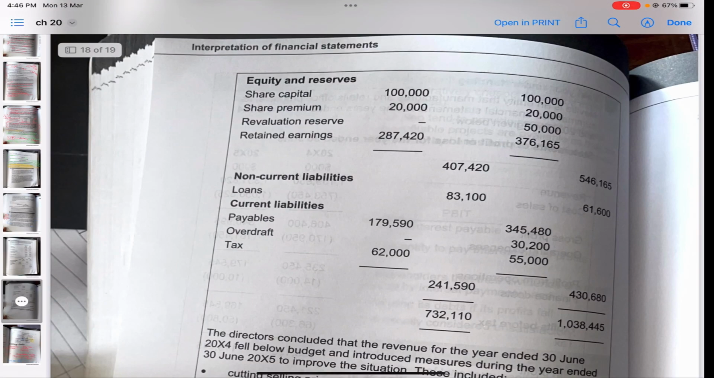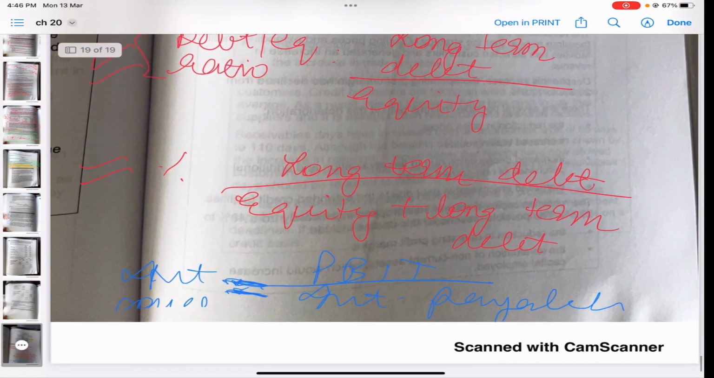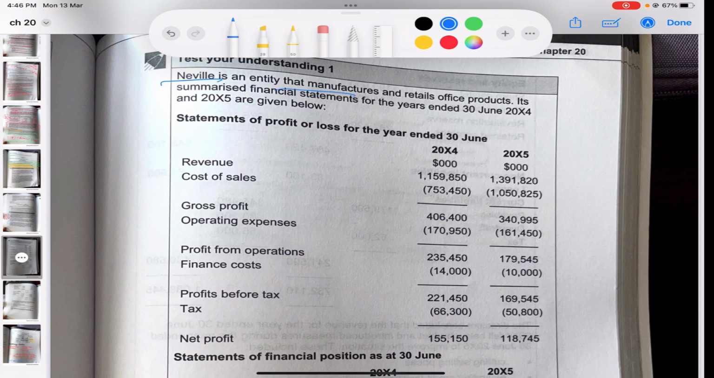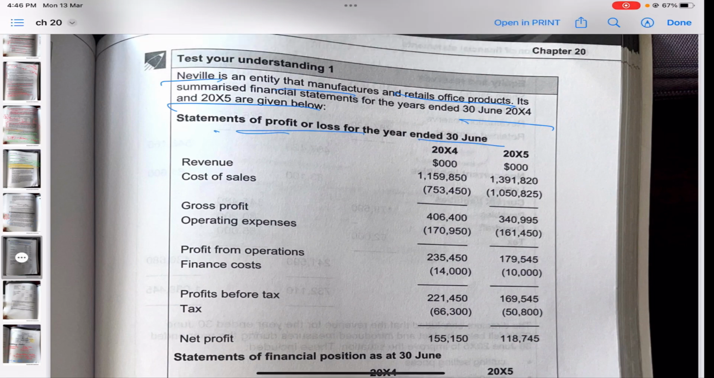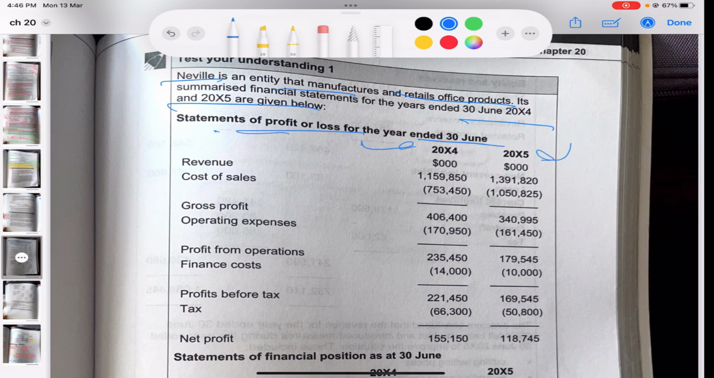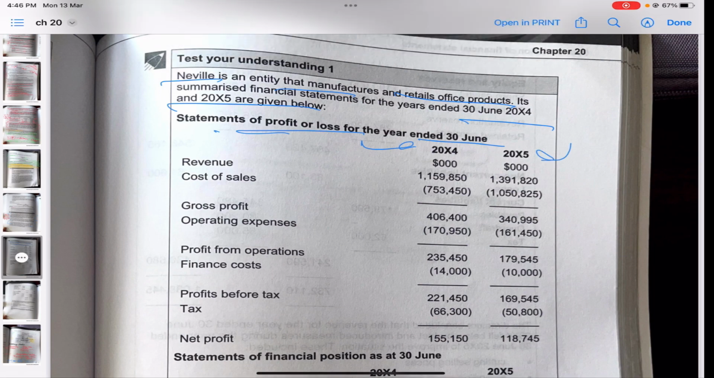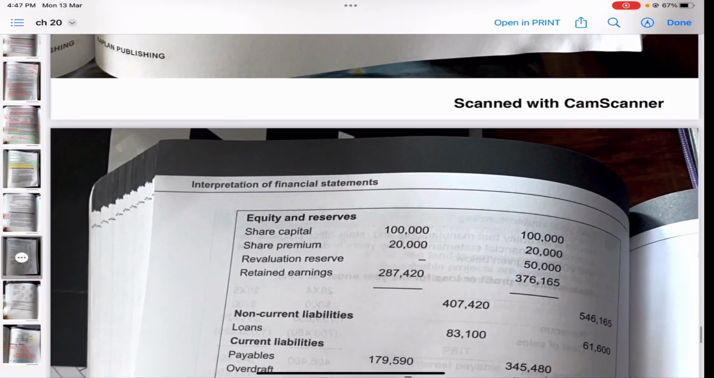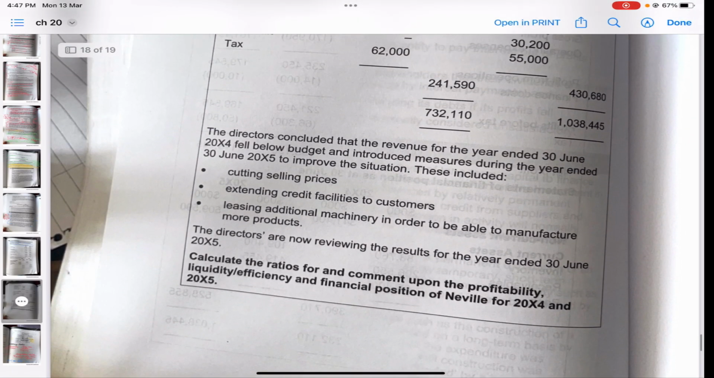Let's quickly do the test of understanding, then we'll be done with the chapter. Neville is an entity that manufactures and retails office products. Its summarized financial statements for the year ended 30 June 2005 are given below. So statements of P&L for the year ended 30 June are given here. This one is for the previous year, 2004, and this is of 2005. These are the statements of financial position. Everything is given.